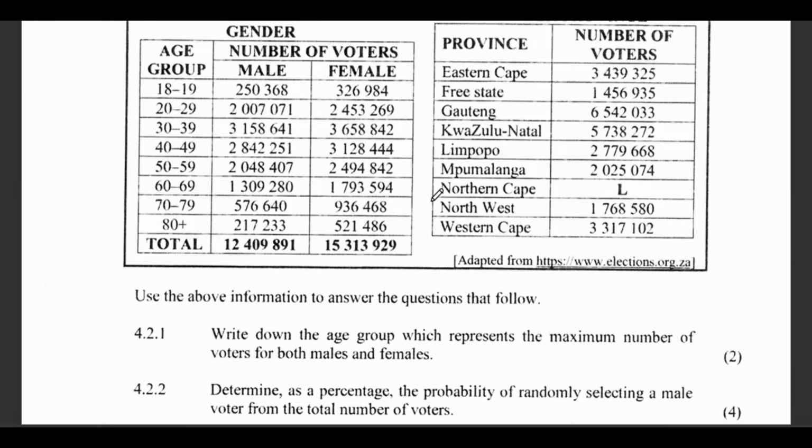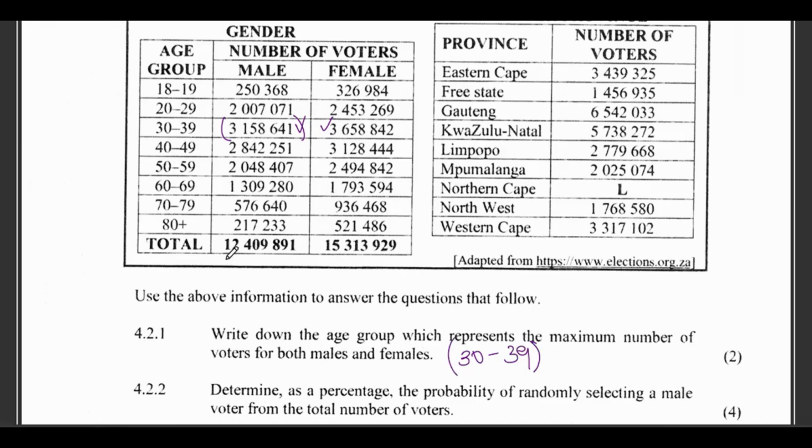Age group maximum. What do they mean? But the highest. It shows the highest. So here, let's check here. What's the highest value that we have here? It's this one here. Then let's come here and we look for the highest value. 3136. It's this one here. So the age group is what? It's 30 to 39.